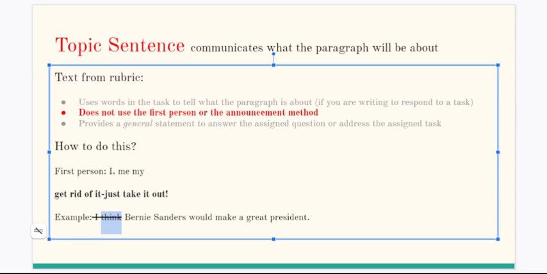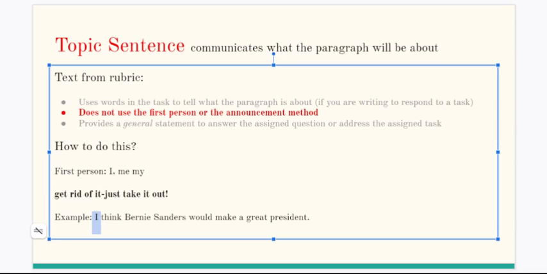By taking out I think, I've made this sentence even more confident. I've made it stronger. I have said, I am sure about this. Bernie Sanders would make a great president, because I got rid of this whole, oh, I think he would make a great president. No, Bernie Sanders would make a great president. I am willing to just say how I feel. I am willing to put my opinion out there in a very strong and certain way. So we've gotten rid of the first person, and now we've got our topic sentence, and it does not use the first person.